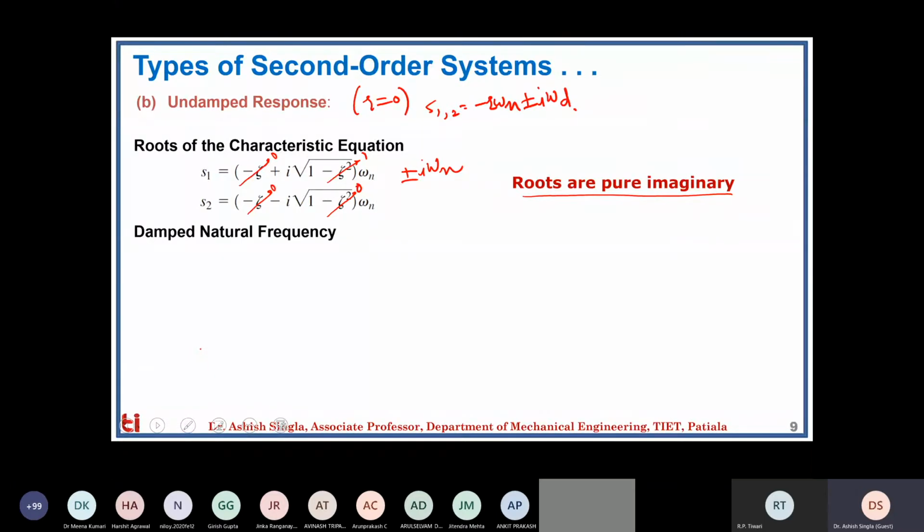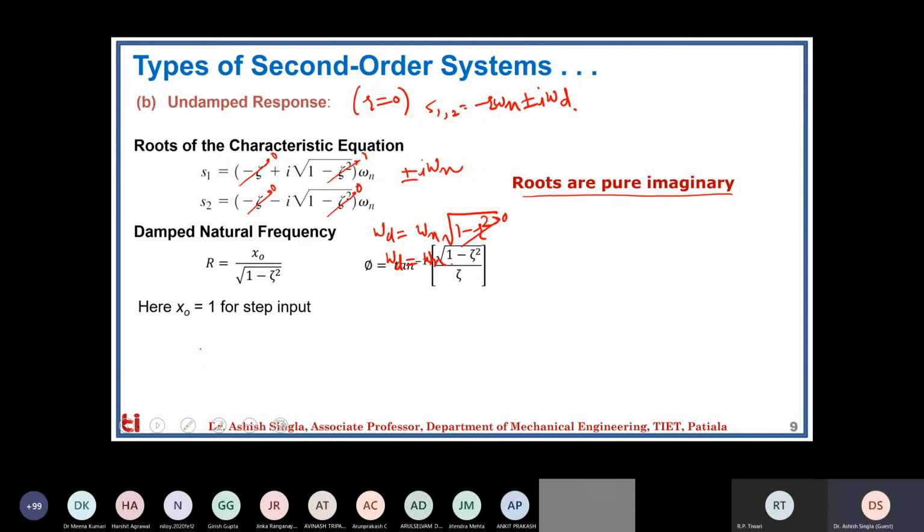And what about the damped natural frequency? We know that the damped natural frequency omega d is equal to omega n into square root of 1 minus zeta square, and as zeta is 0, we have omega d is equal to omega n. So we can say that for the undamped system, the damped natural frequency is equal to the natural frequency of the system, or alternatively that there is no damped natural frequency. It's only the natural frequency of the system. And R and phi can be calculated like this way. For x naught equal to 1 for the step input, R goes to 1.